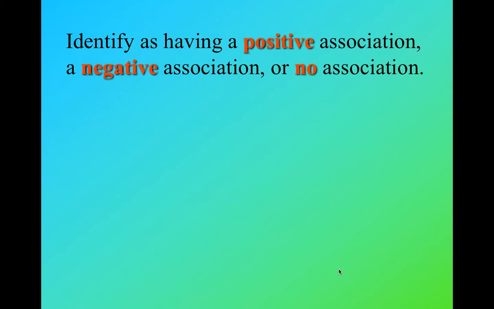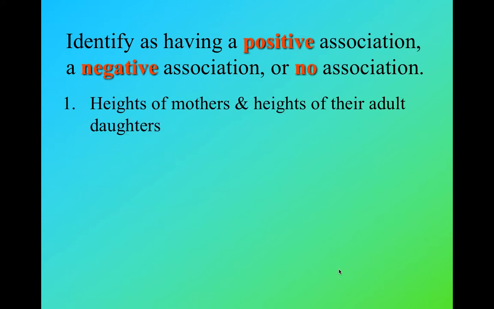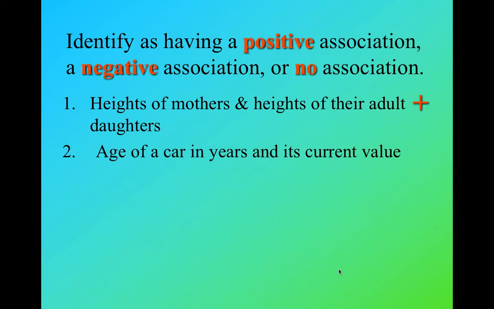have a positive, negative, or no association or correlation with one another. The first is the heights of mothers and the heights of their adult daughters. Generally speaking, tall mothers have tall daughters, so we would say there is a positive association. The age of a car in years and its current value. Generally speaking, the older a car is, the less value it has, so that would be a negative relationship.